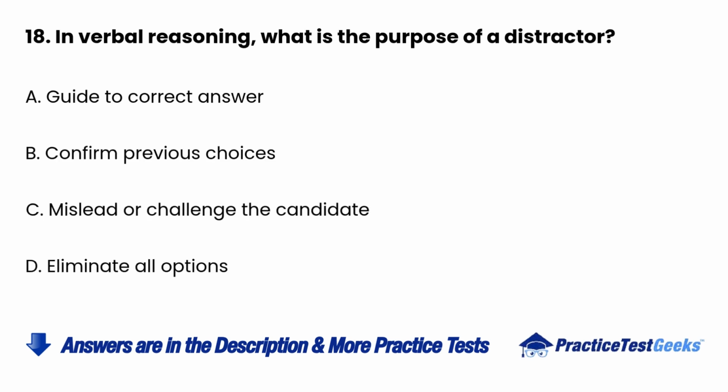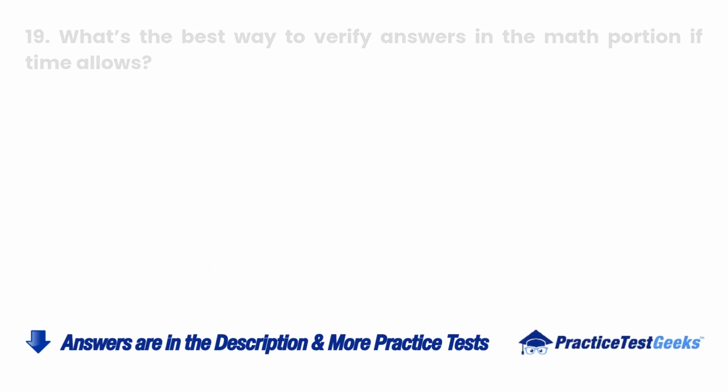18. In verbal reasoning, what is the purpose of a distractor? A. Guide to correct answer. B. Confirm previous choices. C. Mislead or challenge the candidate. D. Eliminate all options.